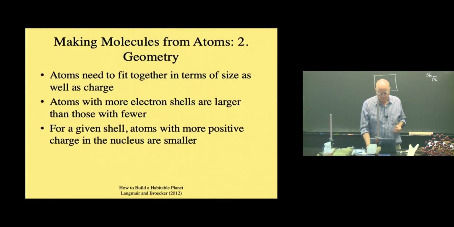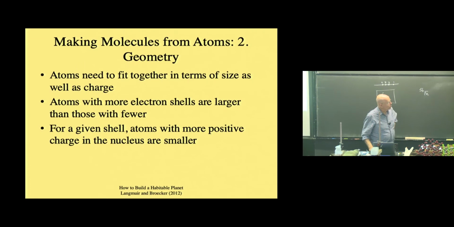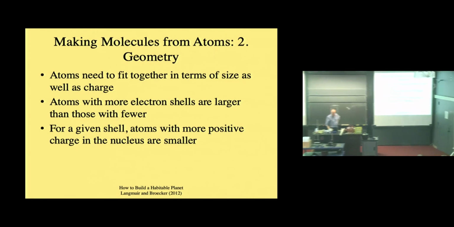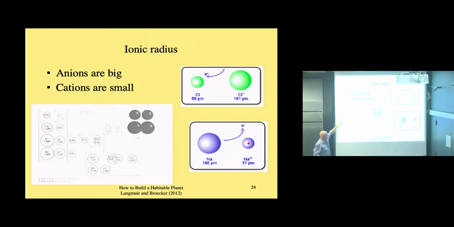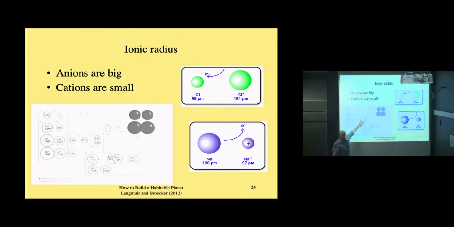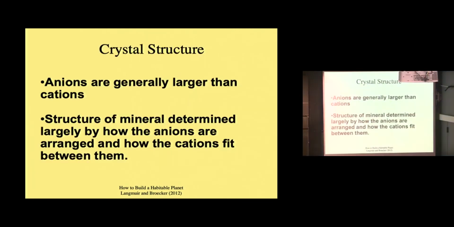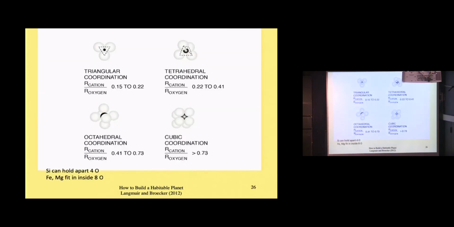Okay, so you have to fit them together in terms of their size as well as their charge. So you have to adjust the electron shells to fit, and you also have to make them fit together. Some atoms are big and some atoms are small, so how are you actually going to have those all fit together geometrically? Generally, anions with negative charges are big and the cations are small. And so the overall structure of a mineral is determined by how those big ions hang together.